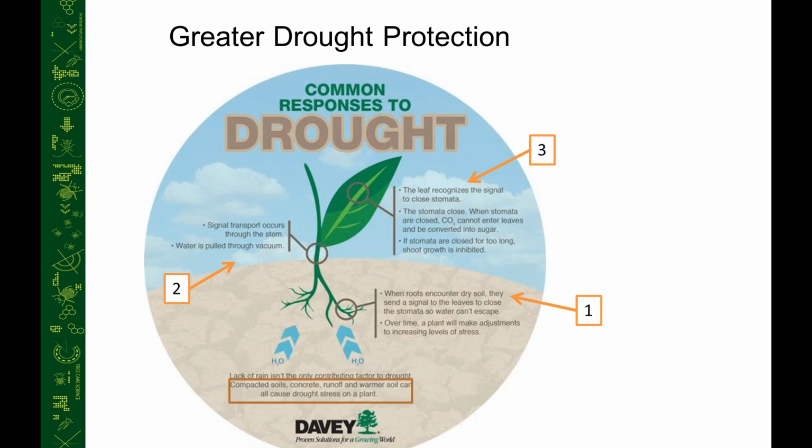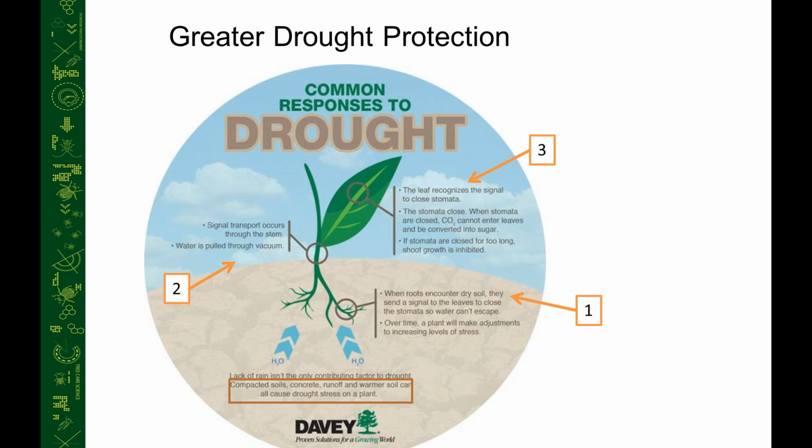And then there's this other thing down here that's interesting. What this says is that lack of rain isn't the only contributing factor to drought. Compacted soil, concrete, runoff, and warmer soil can all cause drought stress in a plant. So let's think about where many of us are managing trees in our landscapes, right? Many of us aren't foresters managing a stand of trees out in the woods.